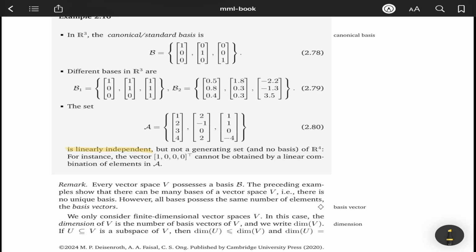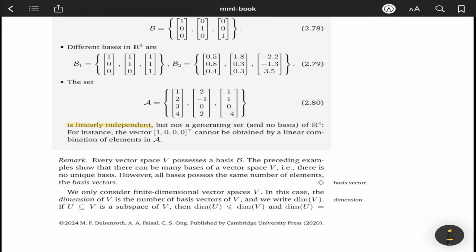Oh no, okay, this is a completely different set. For instance, the vector 1, 0, 0, 0 cannot be obtained by a linear combination of elements in A. Okay, so what they're saying is, just because you have different vectors, like in A, you cannot conclude that you can generate all of the vector space R4. And they show it by an example saying there's a vector which you cannot obtain. So the span of the vector set A is not the vector space R4.